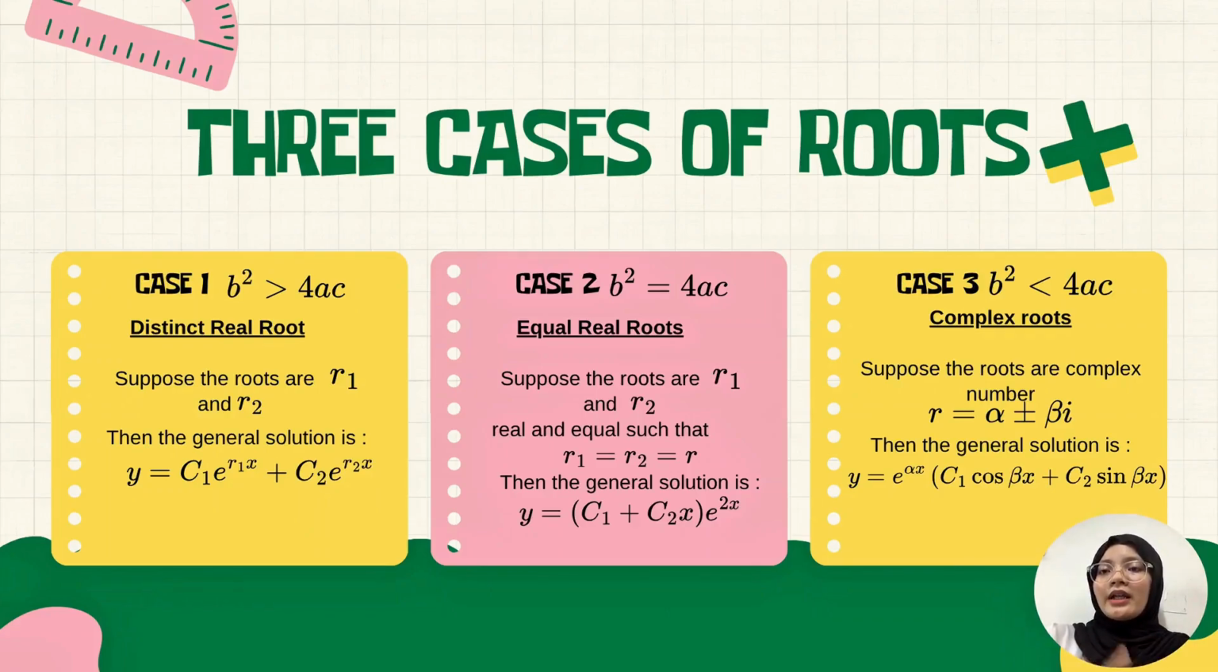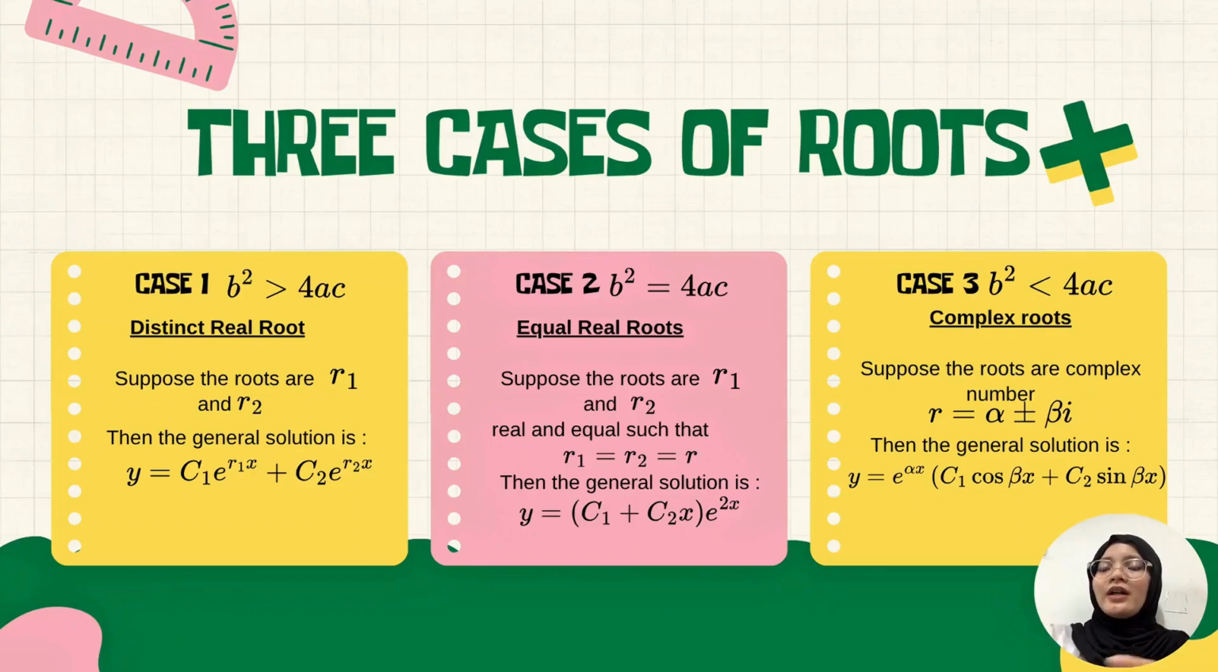Supposedly, the roots are r1 and r2. Then, the general equation is y is equal to c1 e^(r1 x) plus c2 e^(r2 x). Next, for the equal real roots, which is when b squared is equal to 4ac, suppose that the roots are r1 and r2, real and equal, such that r1 is equal to r2 is equal to r. Then, the general solution is y equal to, in brackets, c1 plus c2 x, close the bracket, e to the power of r x.